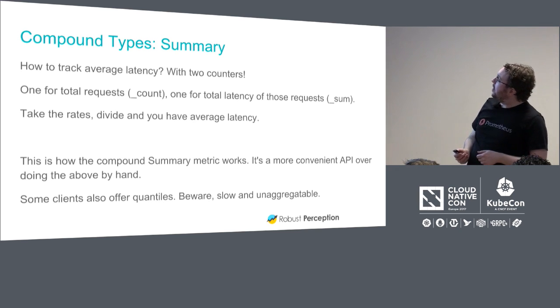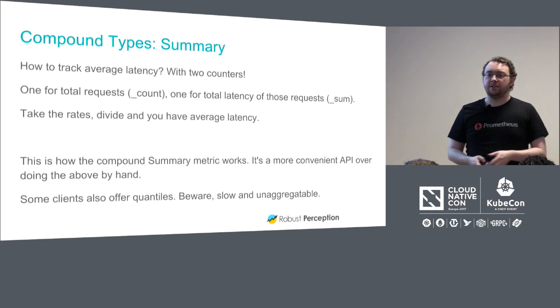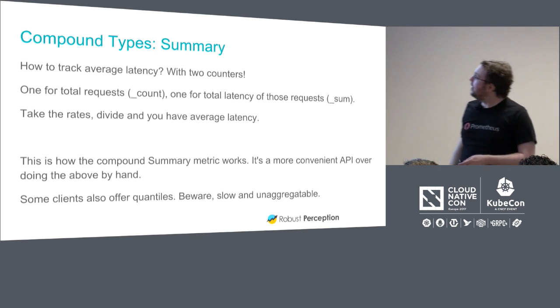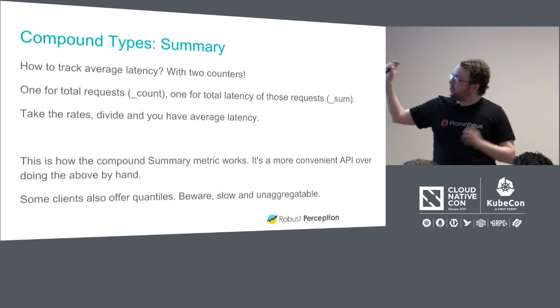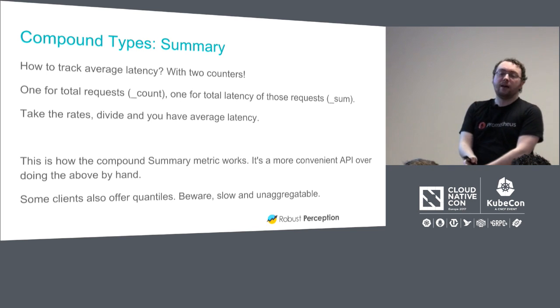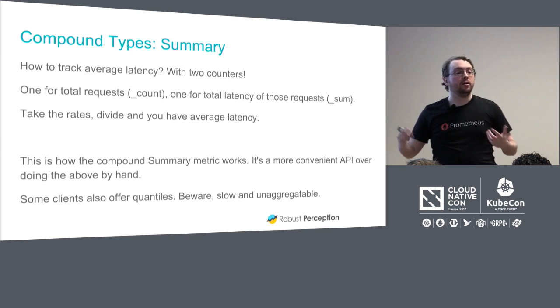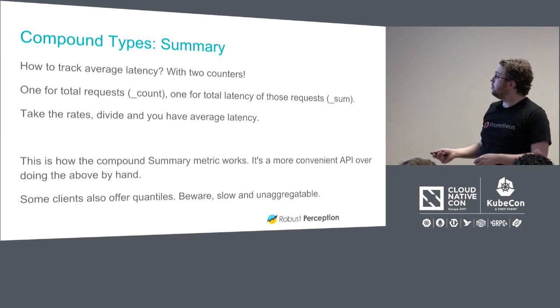We'll also just mention the compound types. So we've got a summary. How do you track latency in Prometheus? 2 counters. Yay. You just count the total requests. You count the total latency. Get the rates of those, divide, and now you have average latency over any time period you like. Okay, the summary is basically just a convenient API for doing this because it's such a common use case.